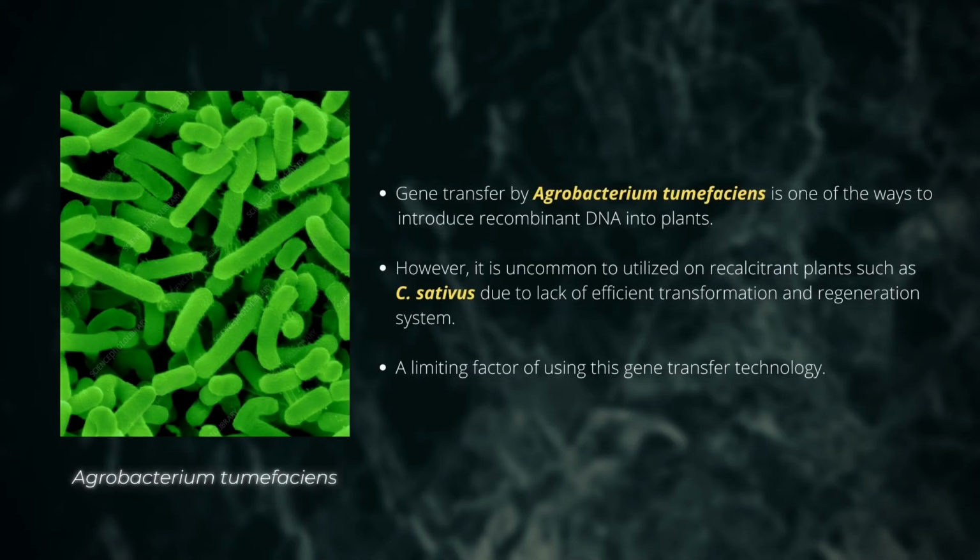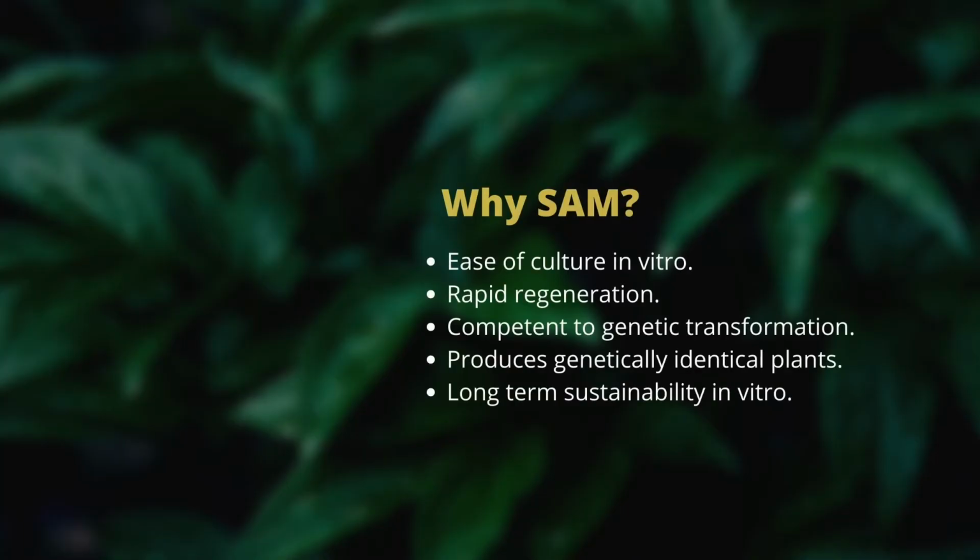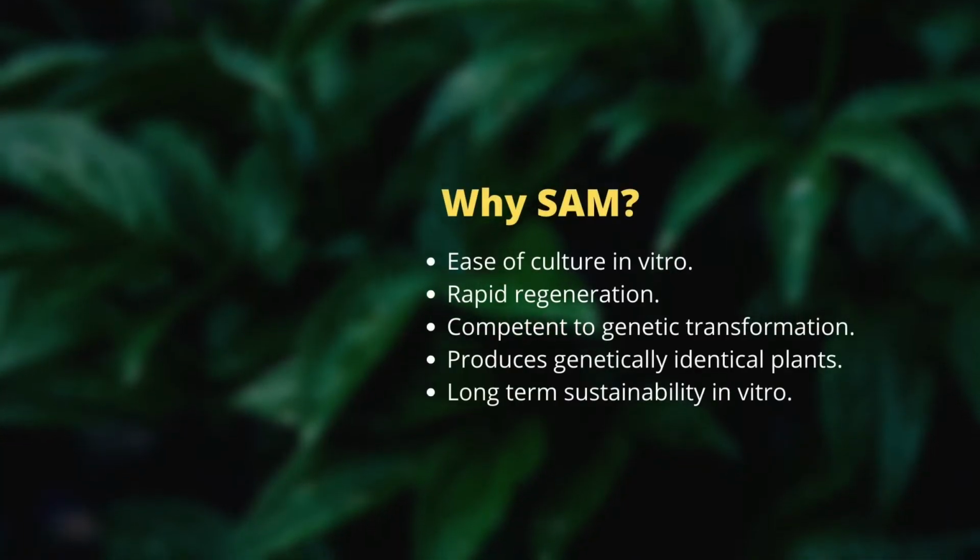Gene transfer by Agrobacterium tumefaciens is normally used in this case, but it is rather uncommon to be used on recalcitrant plants like C. sativus due to the lack of an efficient transformation and regeneration system. So, Bhaskaran et al. did a research to develop rapid cucumber transformation through microinjection on shoot apical meristem, or SAM. You might be wondering, why SAM?